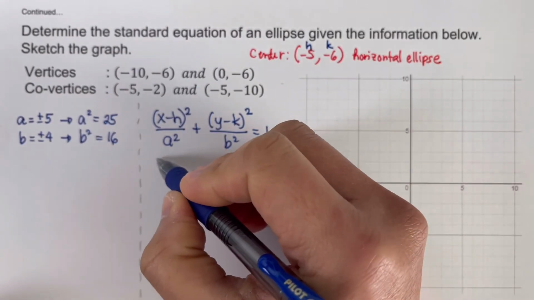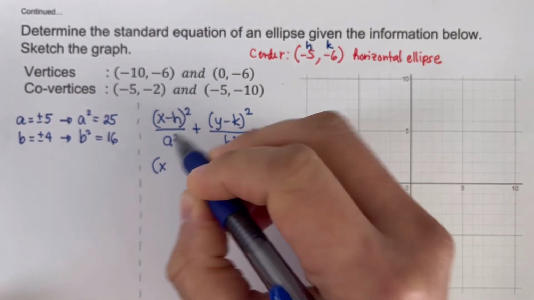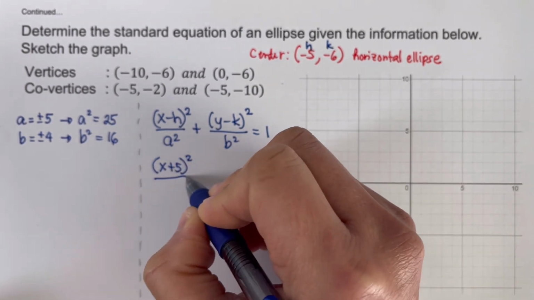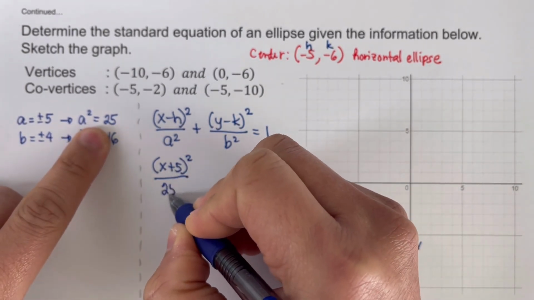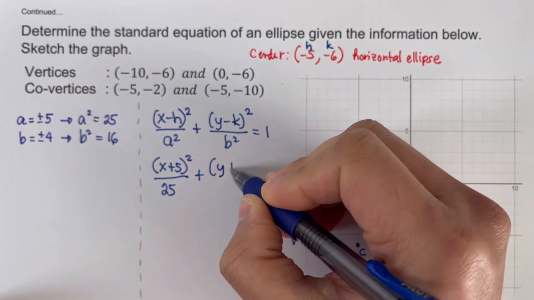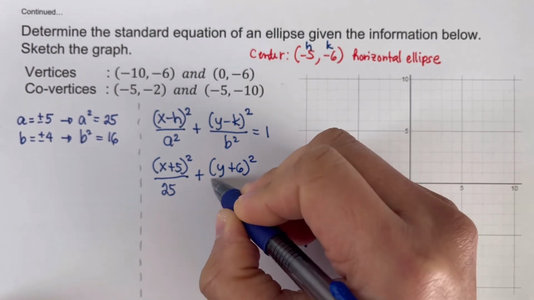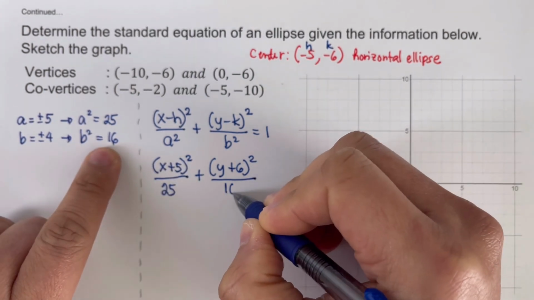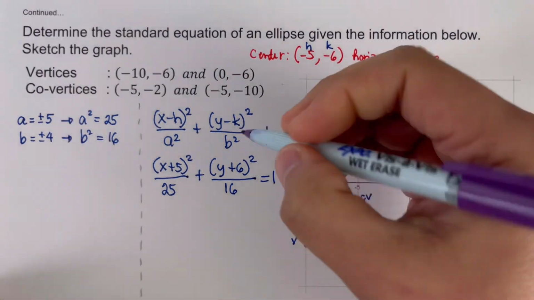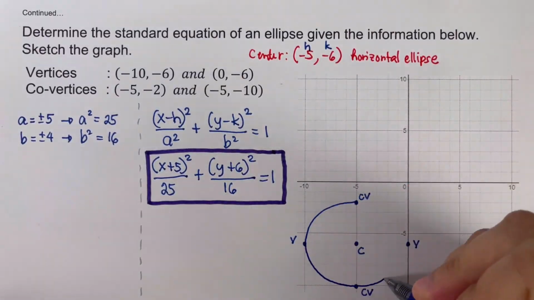So the equation would come out as x plus 5 squared over a squared, which is 25, plus y plus 6 squared over b squared, which is 16, equals 1. So this is the equation of the problem that we have up there.